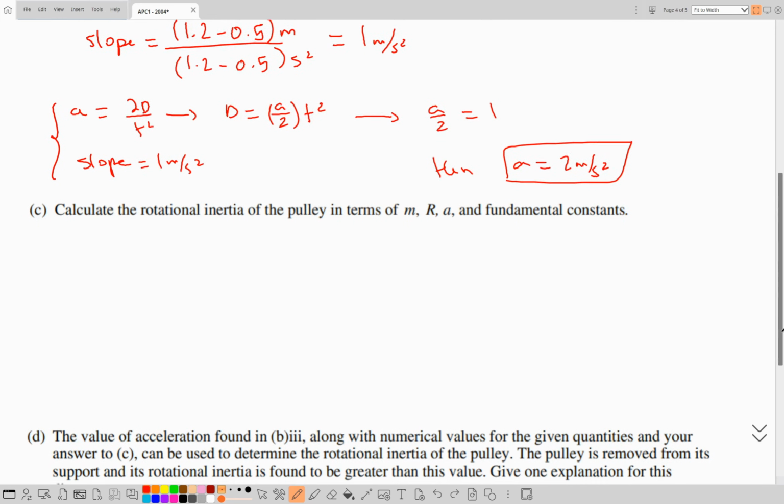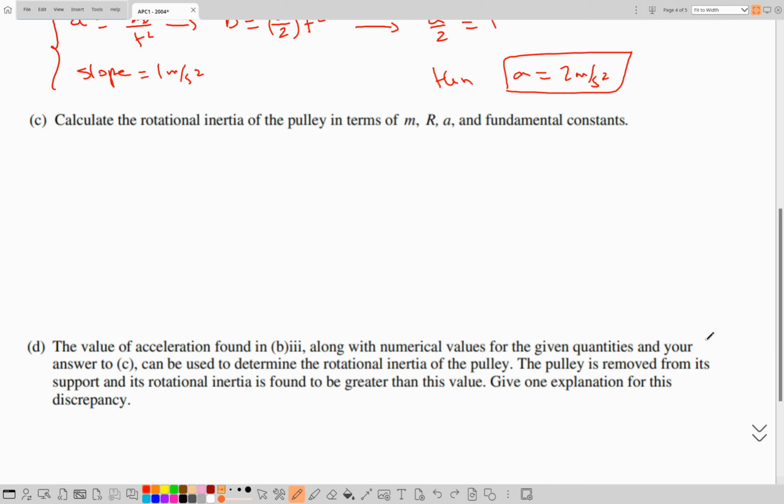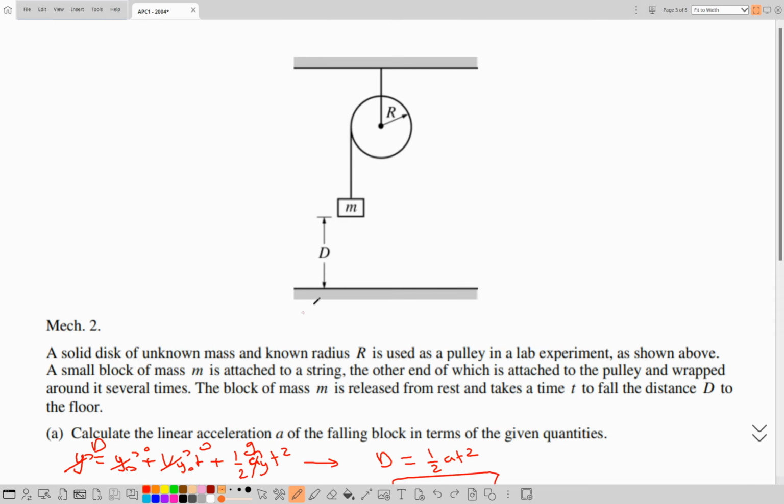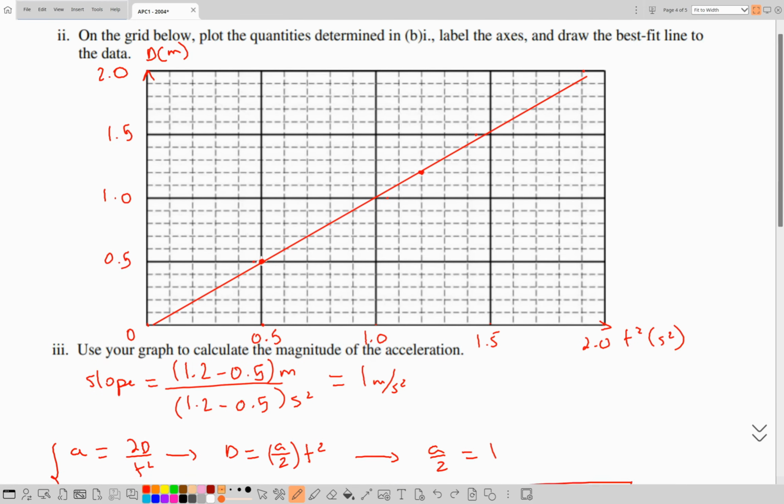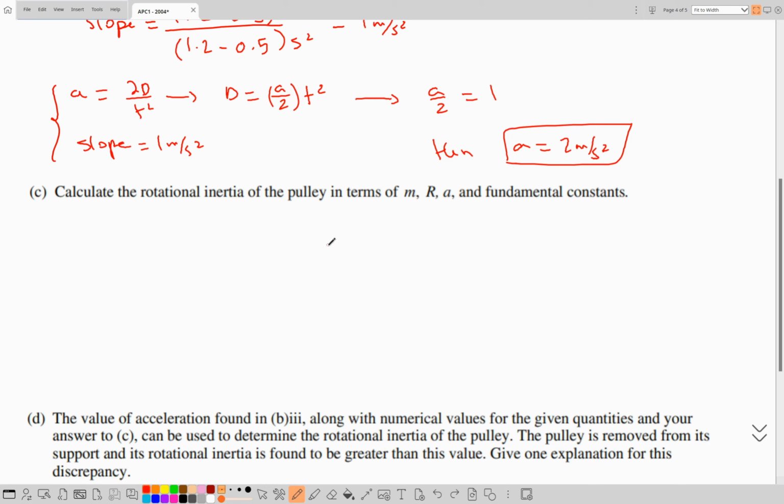Now in part C, they're telling us to calculate the rotational inertia of the pulley in terms of m, r, a, and fundamental constants. Okay, so in order to determine the rotational inertia, whenever you're speaking about rotational inertia, you should think about Newton's law for rotation or energy. Here it's more convenient to think about Newton, because we also need to apply it for the block in order to determine the tension. So let me start by applying Newton's second law for rotation for the pulley, then apply Newton's second law for the block.